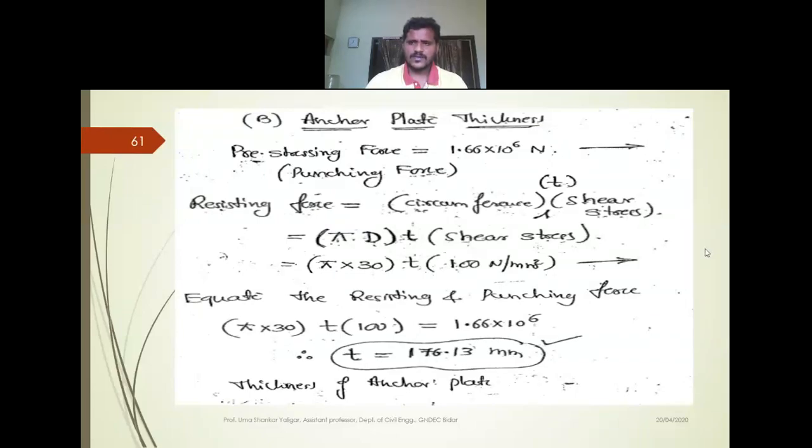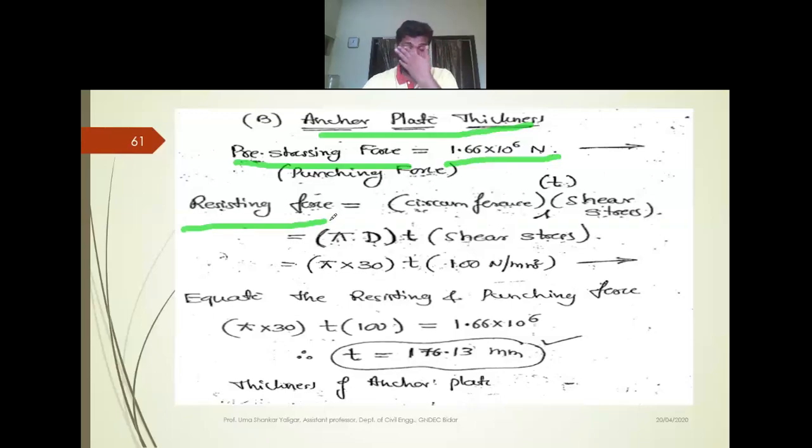But here it is also asked to calculate the anchor plate thickness. To calculate this, we need to equate the pre-stressing force or punching force, which we already know is 1.66 into 10 raised to 6 Newton, to the resisting force. Because of that female cone, it is circular in shape, and that is the resisting part.